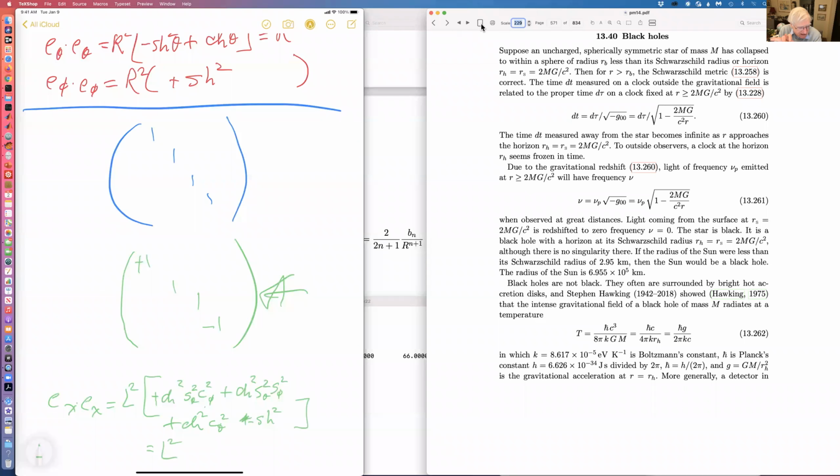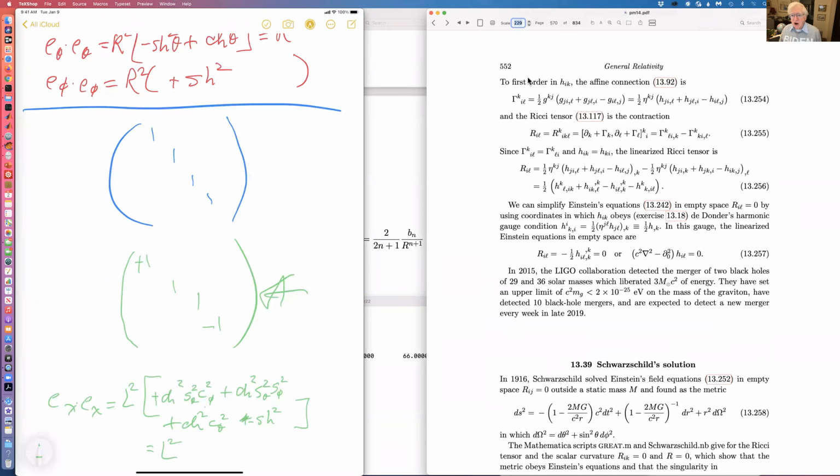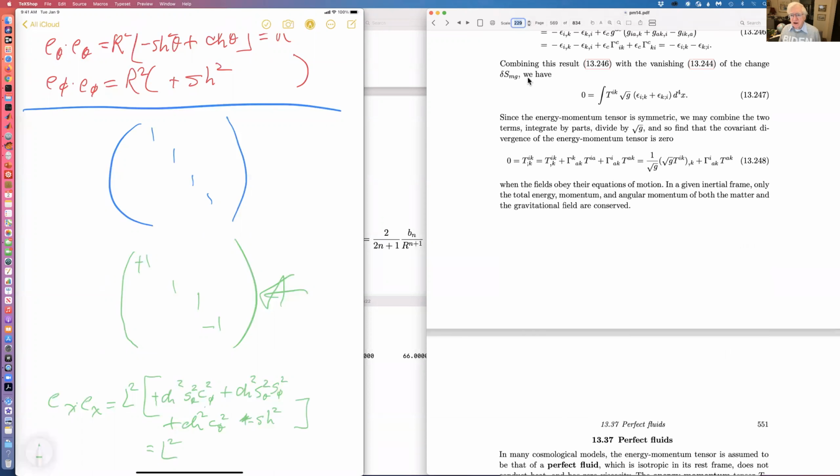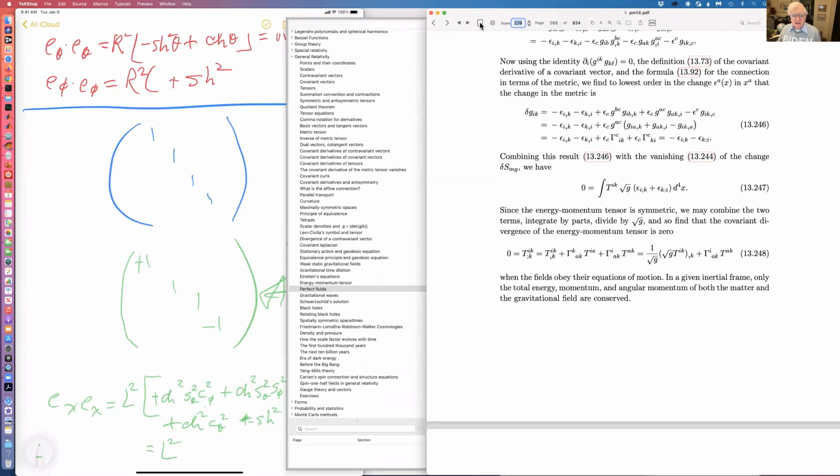Way back in the 1930s or 40s, black holes were postulated as being something that might exist, but lots of people thought, well, they couldn't exist because they were just too weird. Well, what happens is, suppose you have an uncharged spherical star of mass m collapse within a sphere of radius RB that's less than the Schwarzschild, well, maybe I should say what the Schwarzschild radius is. All right, let's see, I've gone too fast here. So let me see, where am I?